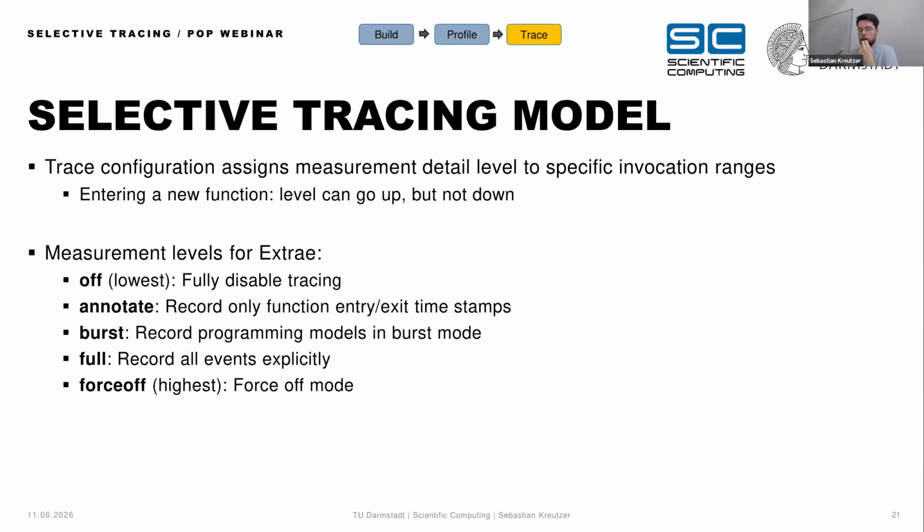So for X-Ray, we have these measurement levels here. The lowest level is just record nothing. Then there's the annotate level, just recording the function entry and exit timestamps. There's the burst level that corresponds to the burst mode of X-Ray. The full mode just records everything in full detail. And then as the highest level, we have this force off mode, which enables the user to always choose to completely turn off measurement in specific cases.